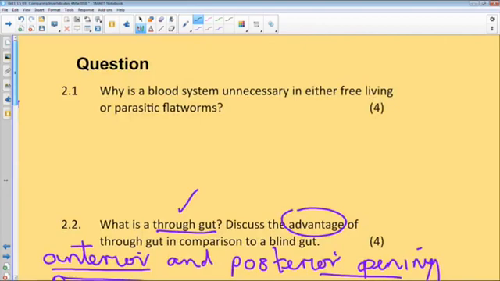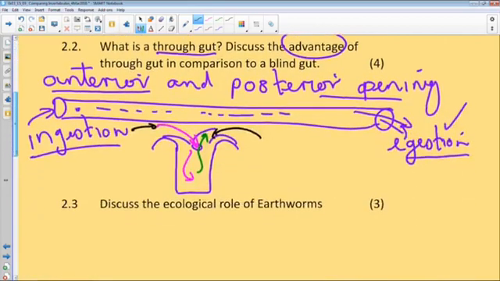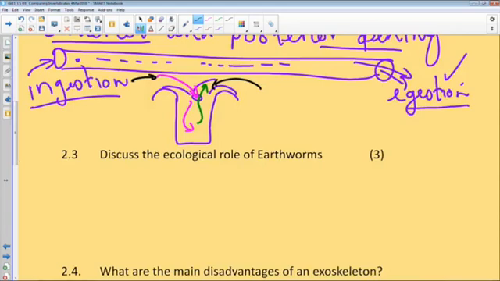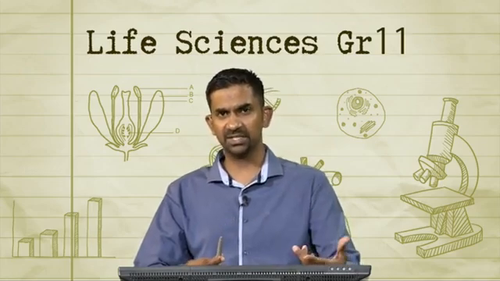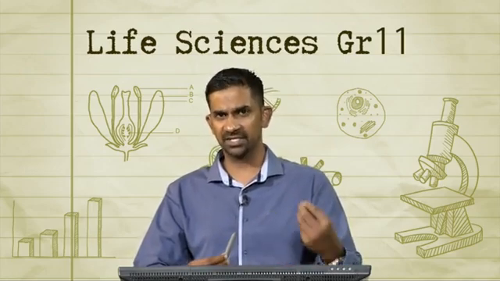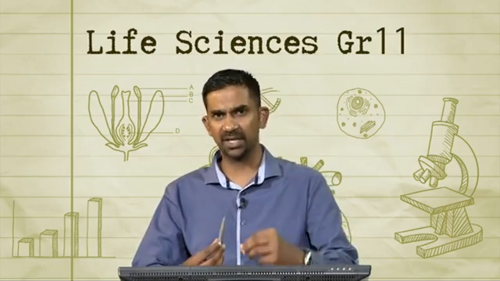Okay, the next question was, discuss the ecological role of earthworms. This takes us to a process called vermiculture. Let me describe this process. Here we're using worms to decompose organic material, and they break down the organic material, and in that process they digest and return the organic nutrients back into the soil.